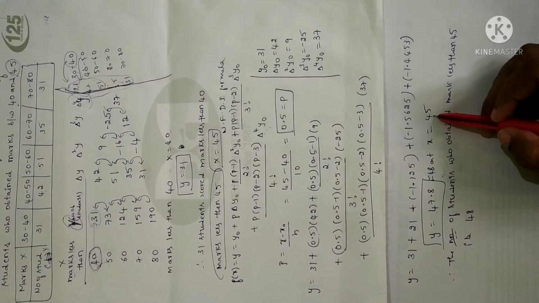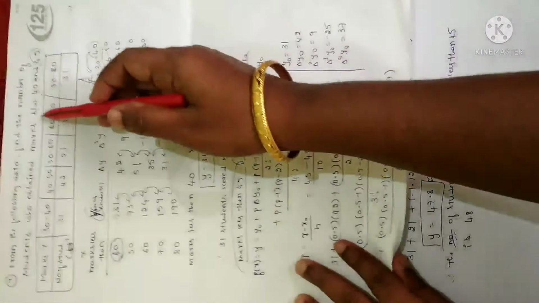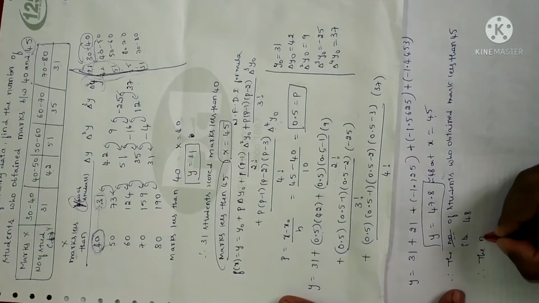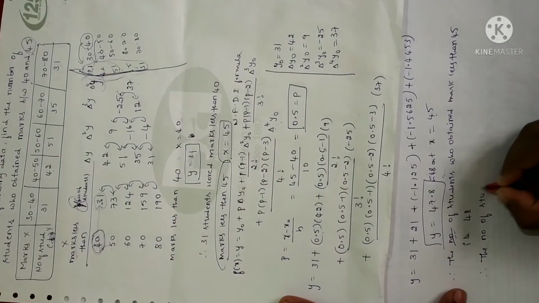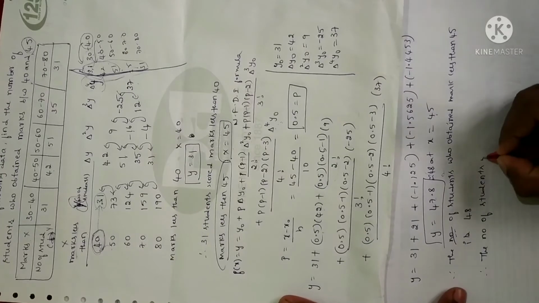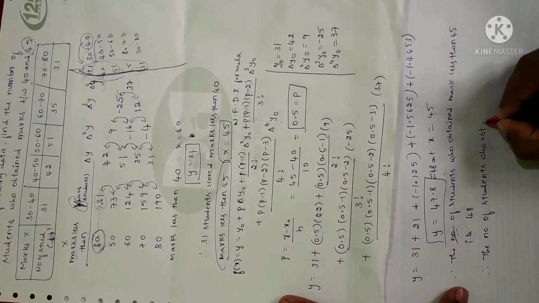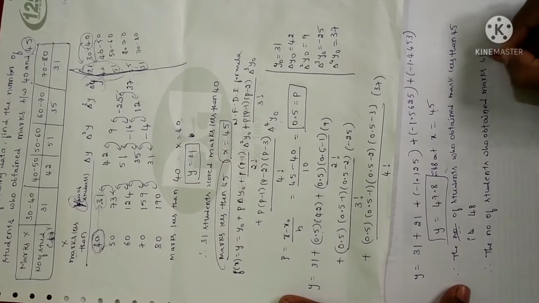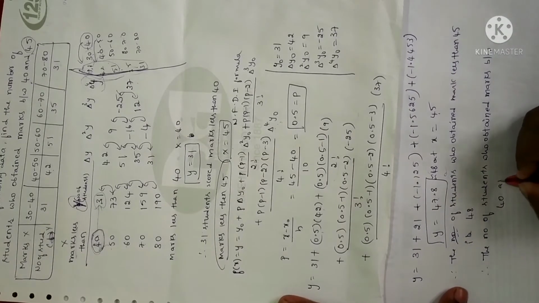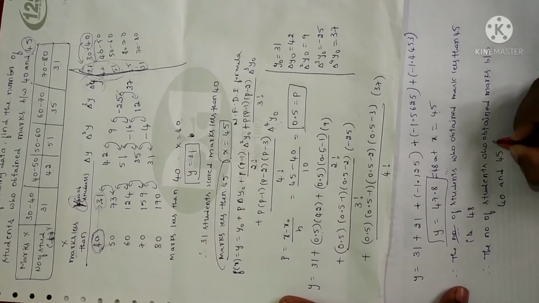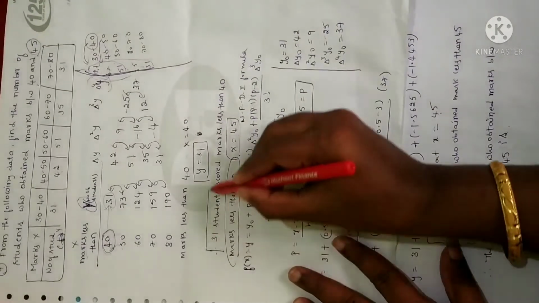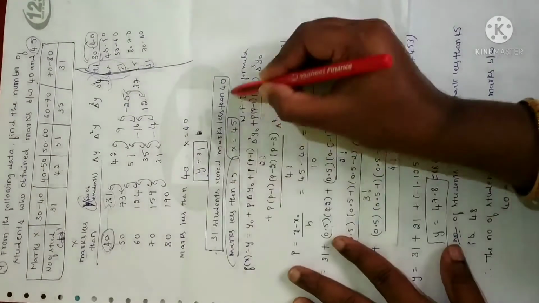But what we need to find is the number of students who obtain marks between 40 and 45. Therefore, the number of students who obtained marks between 40 and 45 is, so you can clearly see here, 31 students score marks less than 40.